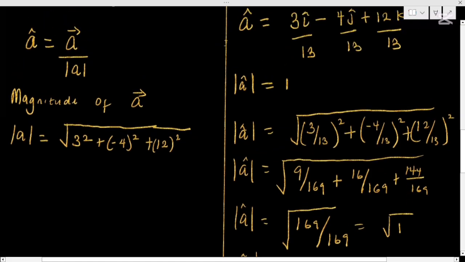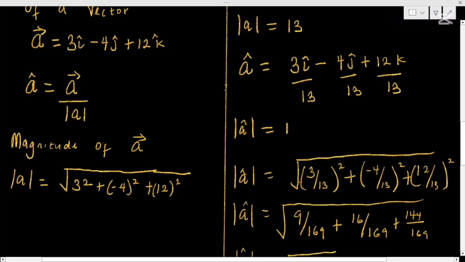So therefore, our unit vector, the unit vector to the vector that is being given is 3 over 13i minus 4 over 13j plus 12 over 13k. So it's as simple as ABC.